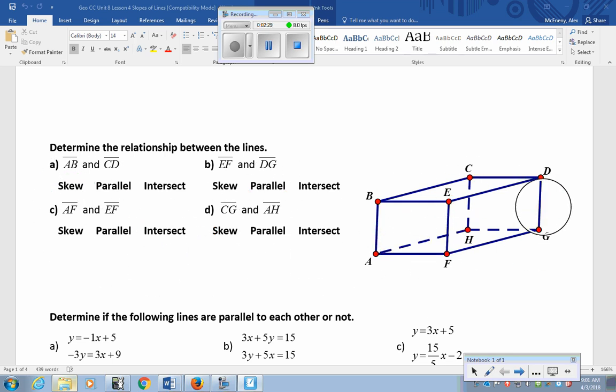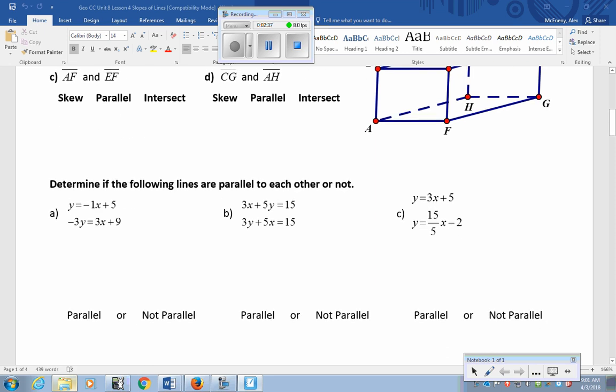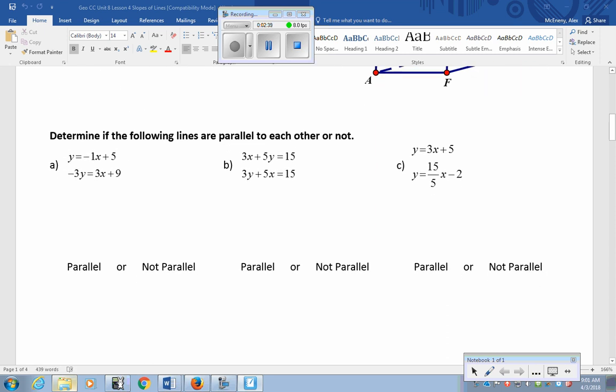Now we're going to talk about parallel and perpendicular with coordinate geometry. If you look at the next set of questions, the big goal with all of these is to make sure that you get y by itself. That's the biggest thing, because we want to know what the slope is, and that has to be with x, and it has to have a y by itself.